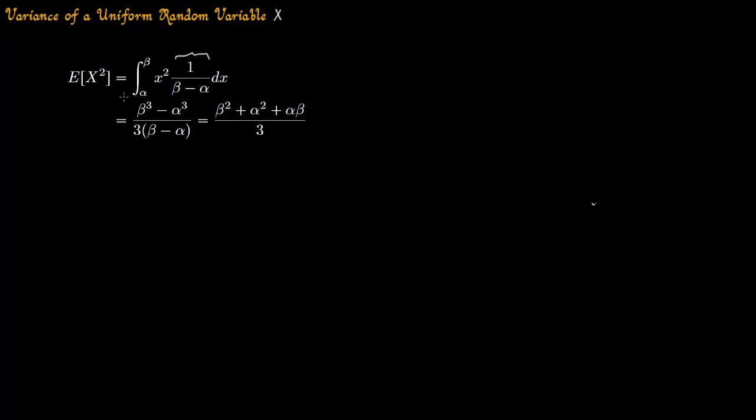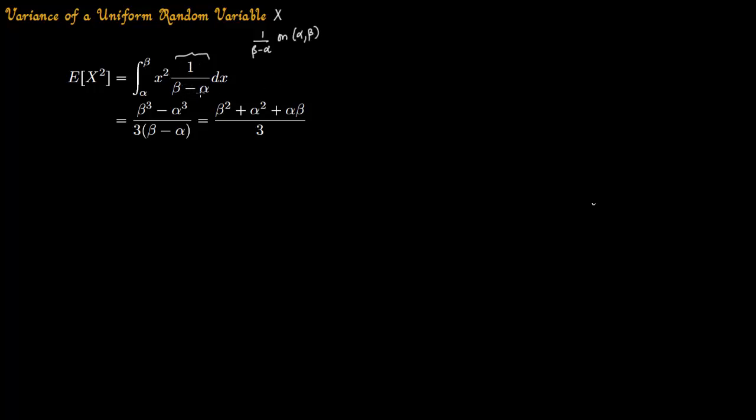So instead of integrating from minus infinity to infinity, we will integrate from alpha to beta. That is the interval on which we have the probability density function defined. So you know the probability density function for a uniform random variable is 1 over beta minus alpha on the interval alpha beta, and it is 0 otherwise.